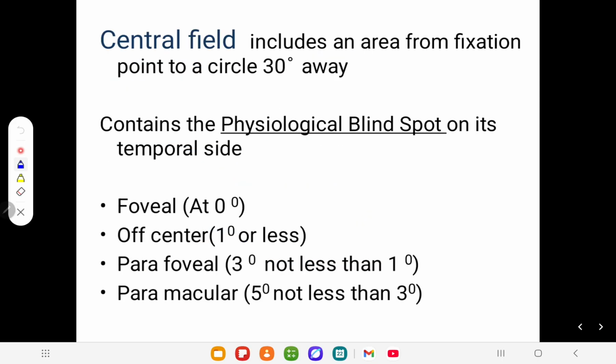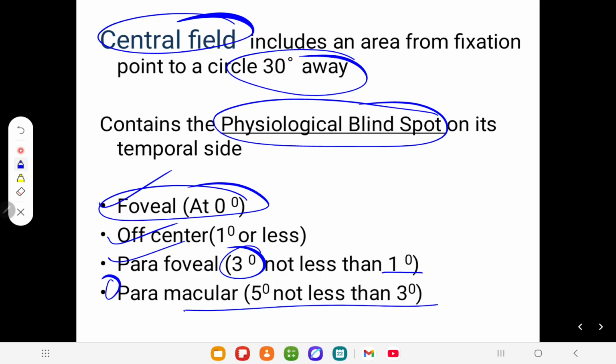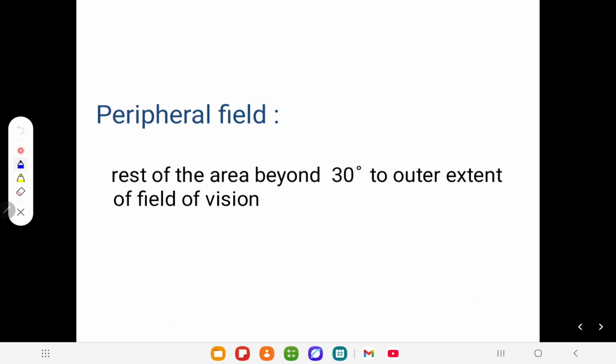But whenever we talk about the central visual field, we talk about 30 degrees from the fixation point, isn't it? It's very important. The central visual field is 30 degrees from the fixation, and it contains the physiological blind spot also. At the fovea, in the foveola, it's 0 degrees, and then off center, the parafovea is 3 degrees, not less than 1 degree, and the paramacular is 5 degrees, not less than 3 degrees. These are some definitions.